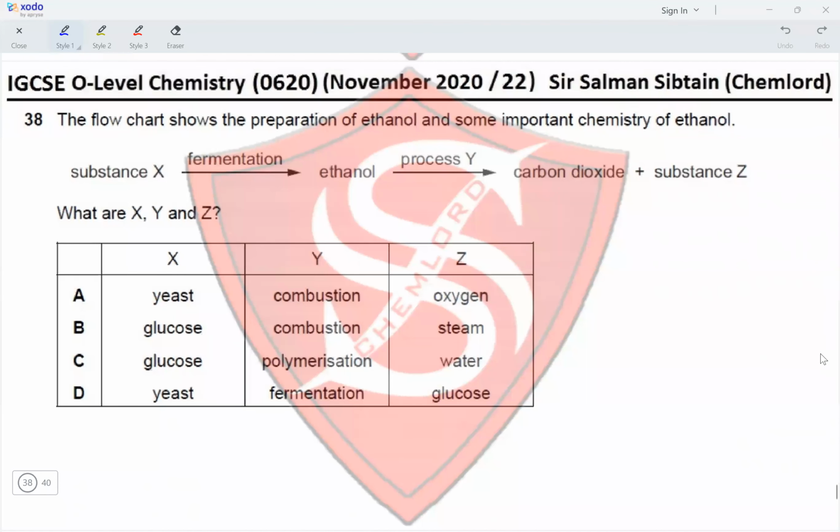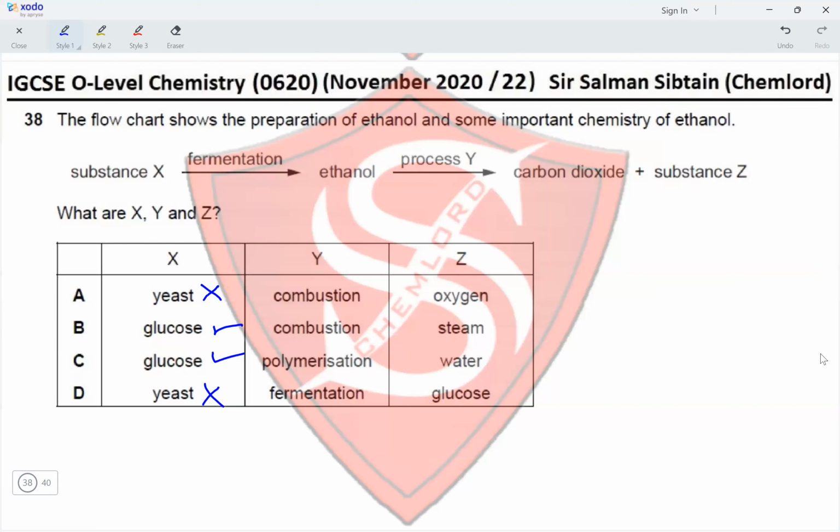Question 38. The flow chart shows the preparation of ethanol and some important chemistry of ethanol. So substance X, when fermented, produces ethanol. So X has to be glucose. This eliminates options A and D. Next, ethanol through process Y produces carbon dioxide and substance Z. So if it is producing substance Z, which means there are two products. So we have production of carbon dioxide from ethanol.